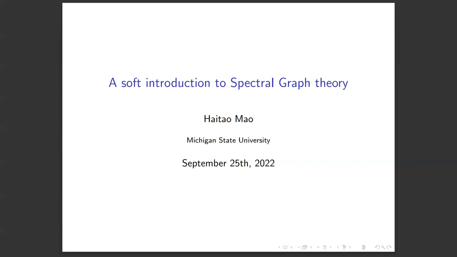The first class is a soft introduction to spectral graph theory. I think it's also some basic knowledge for graph neural networks. We know that there are basically two views of a graph neural network. The first is the spectral view, which sees the graph as a kind of sequence of frequencies. The other is the spatial view, which is just like the graph structure, where we connect the edges and do something like that.